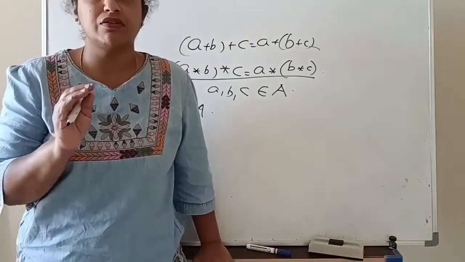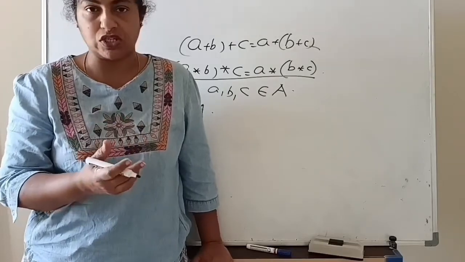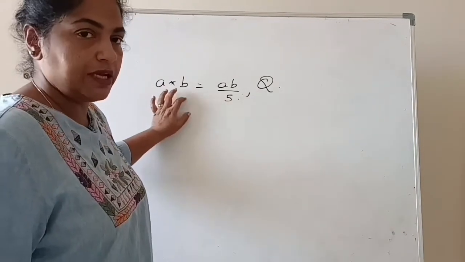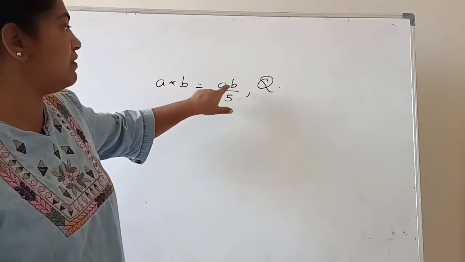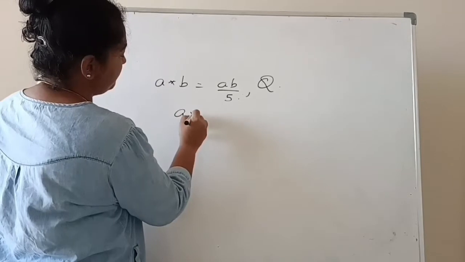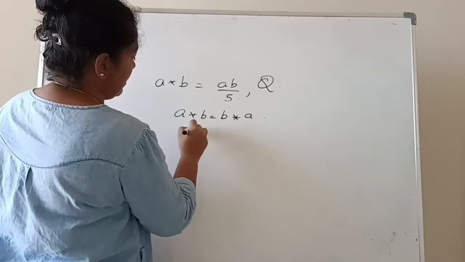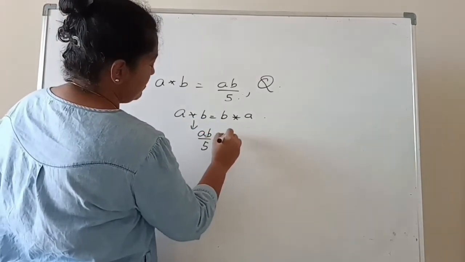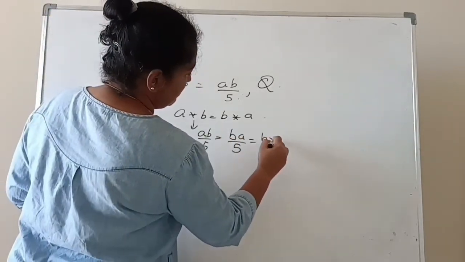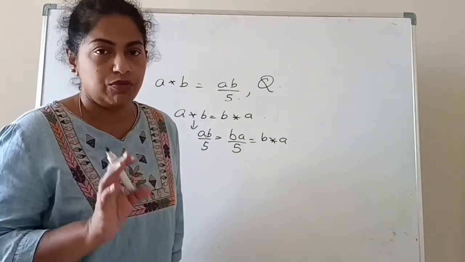to check, and I will be doing a couple of examples to check both the commutativity and associativity of given binary operations. Let us now check the commutativity and associativity of this particular binary operation, which is given as A binary B is equal to AB by 5, which is defined on Q, which is the set of rational numbers. Now, you know that for commutativity, A binary B has to be equal to B binary A. A binary B is given as AB by 5, which is the same as BA by 5, the reason being multiplication is commutative, which is the same as B binary A. So, since A binary B is equal to B binary A, this given binary operation is commutative.